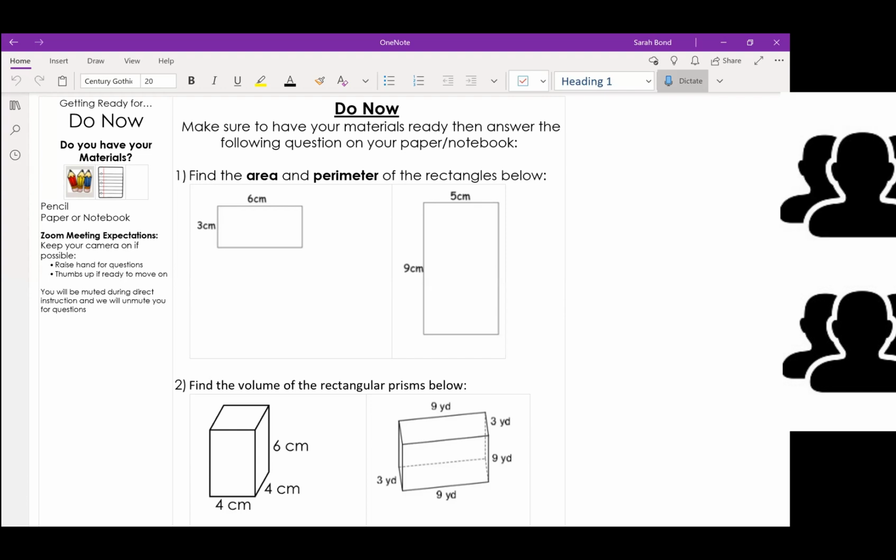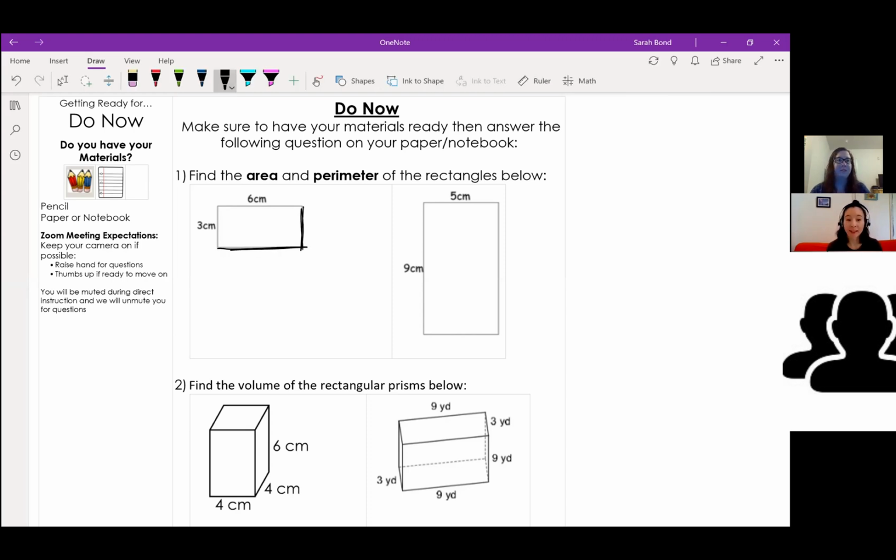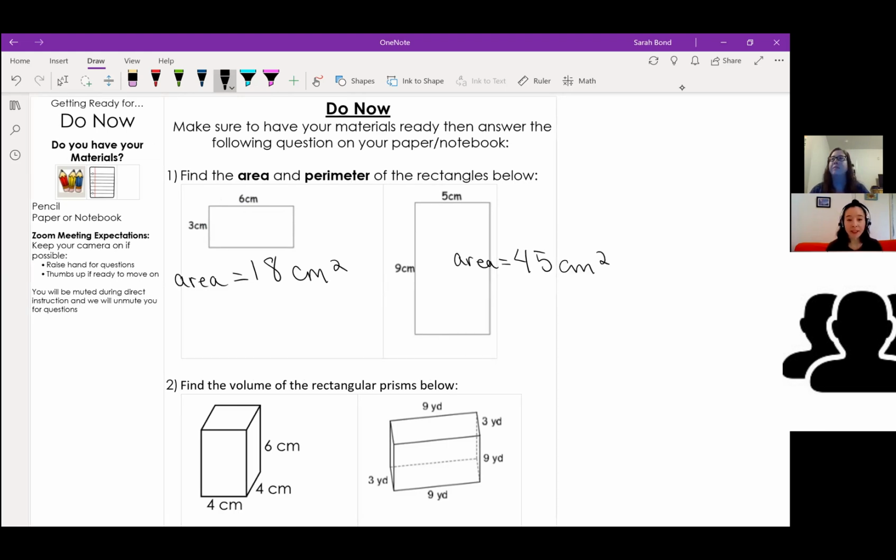Can somebody remind me how to find area of a rectangle? So you just multiply the width times the height, and then you get the area of the rectangle. Okay, so we're just going to take our width, our height, or our length, multiply those together. So you can take either of them. Remember, they should make a perfect corner so that we can fill that in to make our rectangle. So we get 18 centimeters squared here, 45 centimeters squared here. Perimeter is a little bit different.